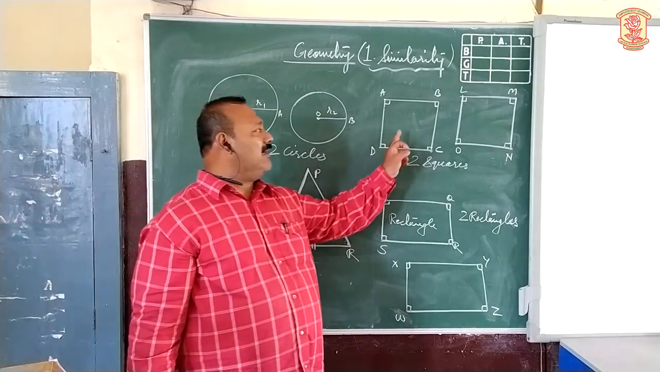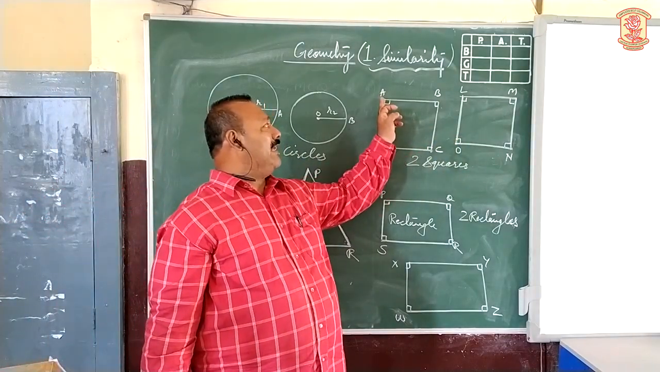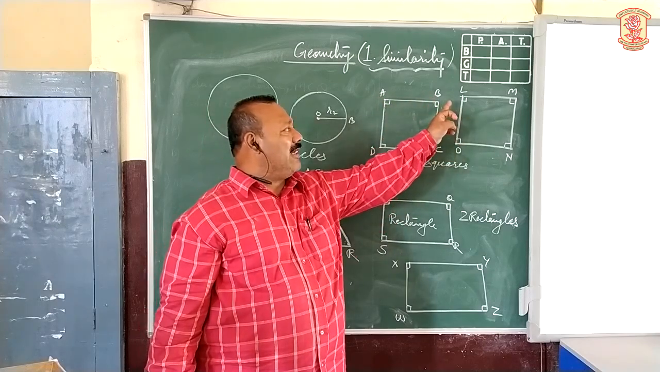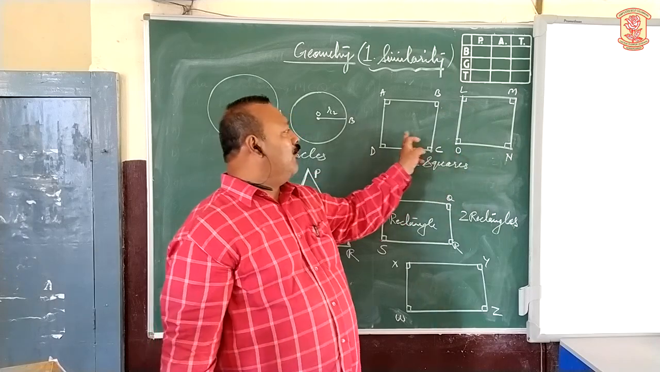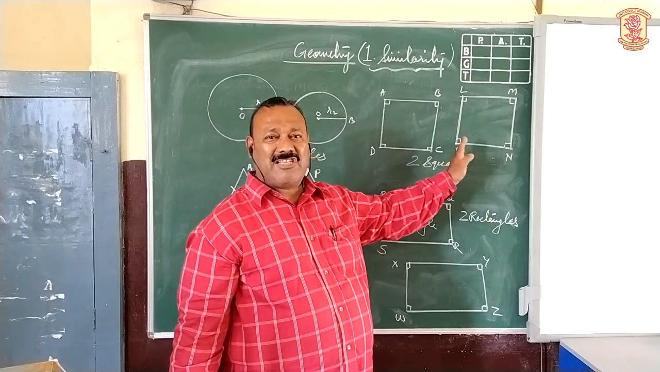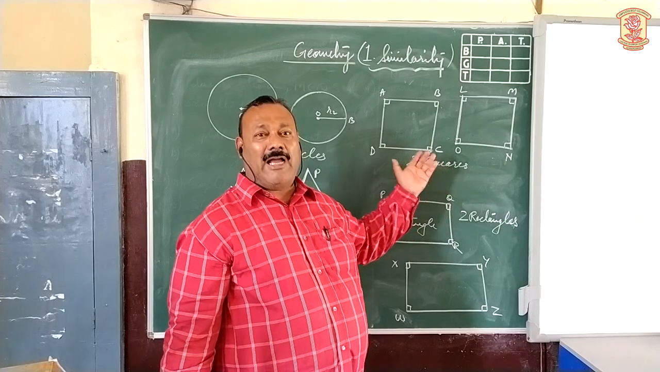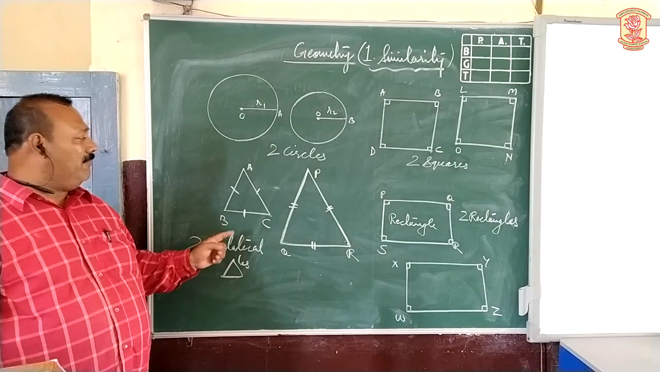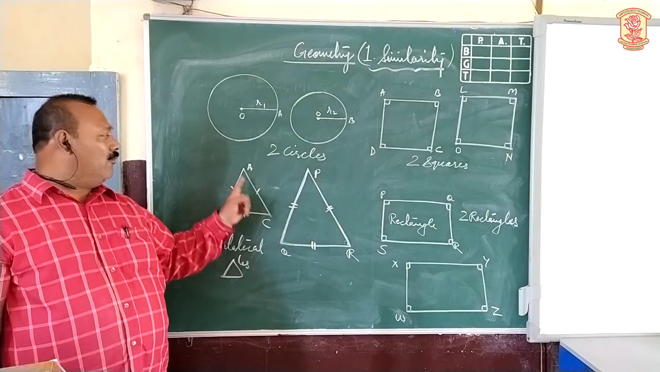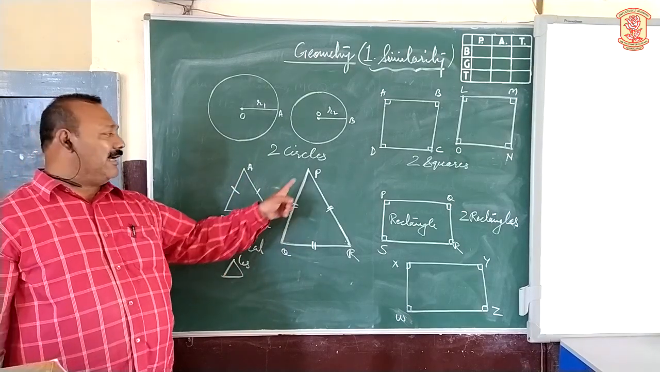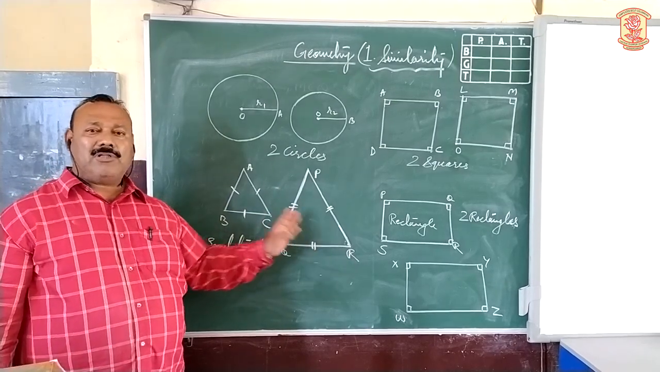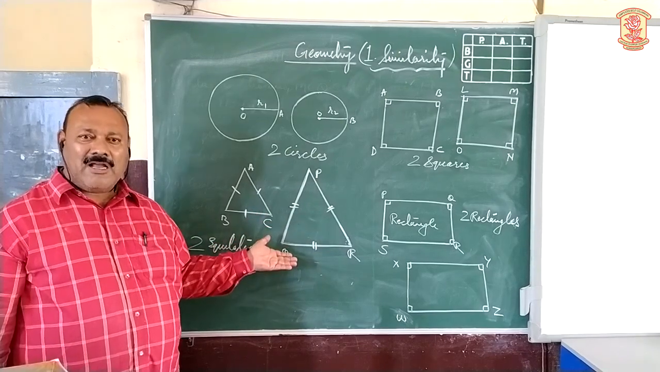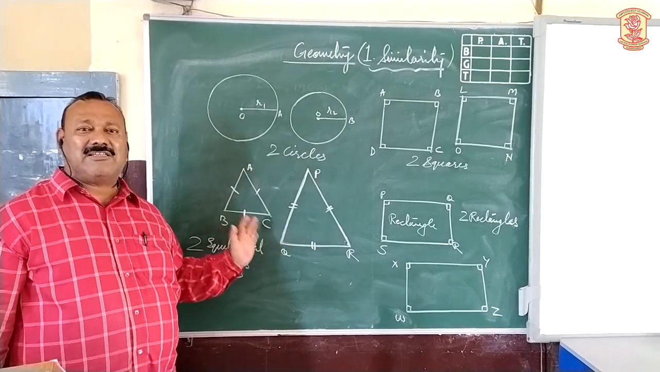For example, consider two squares. One square is quadrilateral ABCD, another square is quadrilateral LMNO. Both squares are the same in shape, but their size differs. Again, they can be called similar figures. Next example, two equilateral triangles. One is triangle ABC, the other is triangle PQR. Both are equilateral triangles. They are similar in shape, but their size differs. Again, we can term them similar figures.